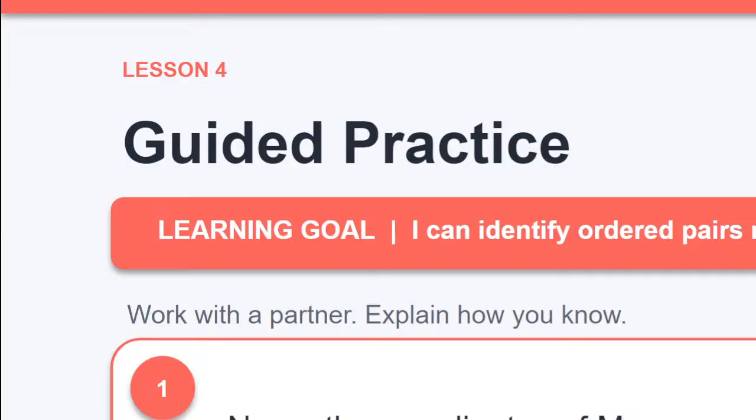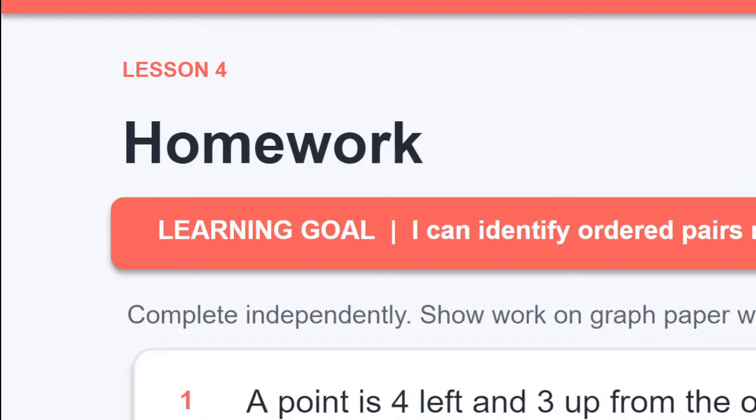Number 1, name the coordinates of N. Number 2, name the coordinates of N. Number 3, name the coordinates of R. Number 4, name the coordinates of T. Okay, that's the homework. This one was the practice. This one's the homework.